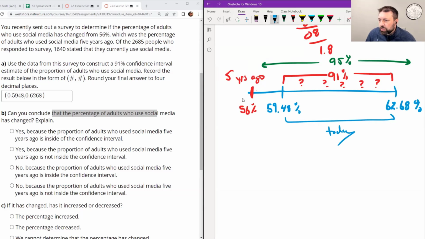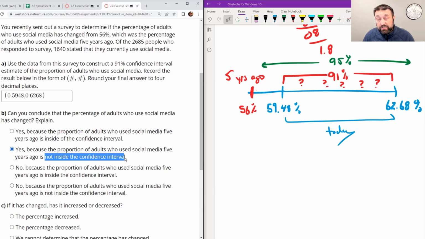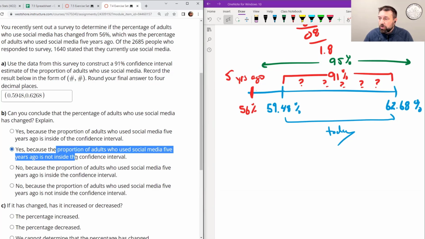So can we conclude that the percentage of adults who use social media has changed? Yeah, I think we could. Yes, because the proportion of adults who use social media 5 years ago is inside the confidence interval. No, it's not. Yes, because the proportion of adults who use social media 5 years ago is not inside the confidence interval. Bingo, that's the one that we want. Proportion of adults from 5 years ago is not inside our confidence interval. Therefore, we can say that the percentage of adults who use social media has changed.